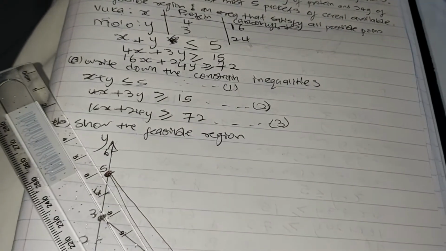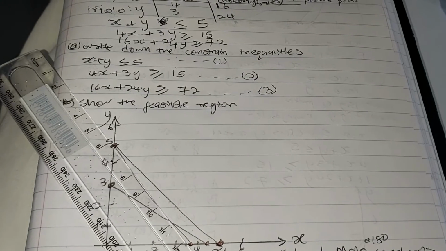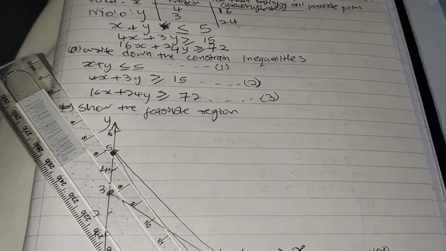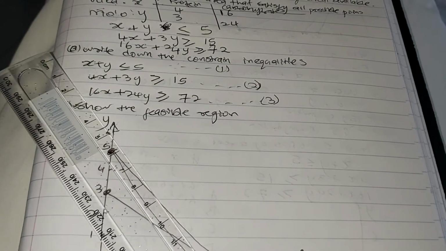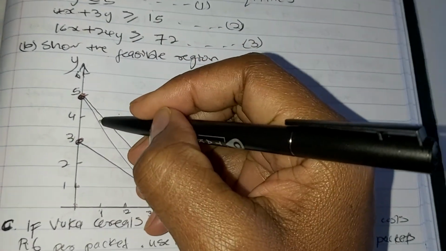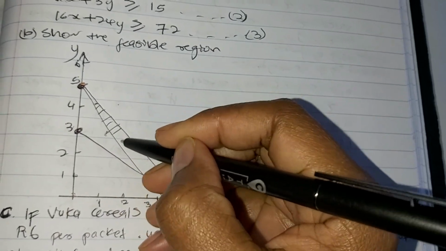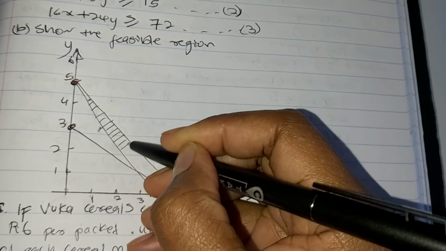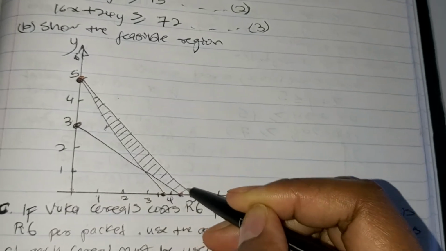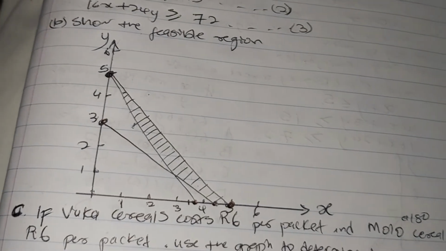Then the last equation, which is 16x plus 24y, this is the graph. Even for that one, the solution lies above this graph because it's greater than that. Therefore, our feasible region is within this area. That is our feasible region.